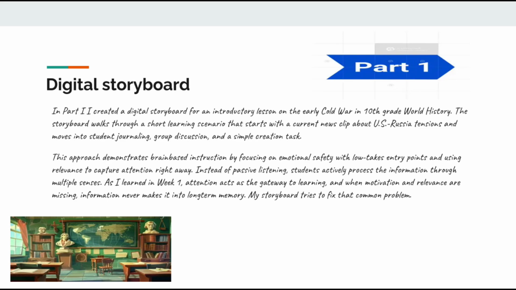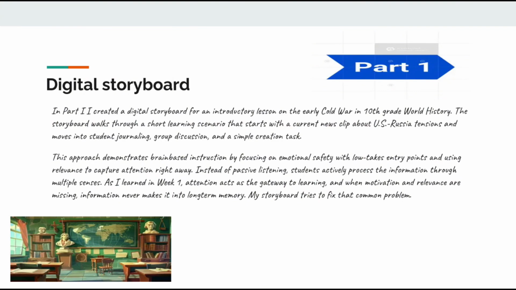So in part 1, I created a digital storyboard for an introductory lesson on the early Cold War. And this was for 10th grade world history. This is the class that I've been wanting to, and hopefully will get to, teach. So the storyboard walks through a short learning scenario that starts off with a current news clip about, for example, U.S.-Russia tensions, and then moves into student journaling, group discussion, and an creation task.